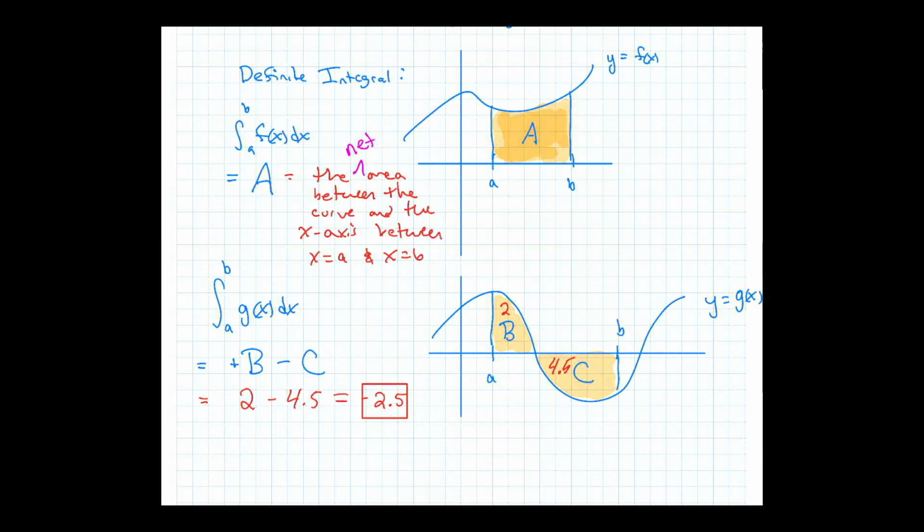And the reason I'm using, that's a bad color to highlight that with. Well, the reason I'm using net is because of this concept of a positive area and a negative area, so that you get a positive 2 but a negative 4.5, right? So net means we're dealing with some positives and some negatives, and you just get what you get when you add them up, right? So this integral is not 6.5 because this one's negative. All right.